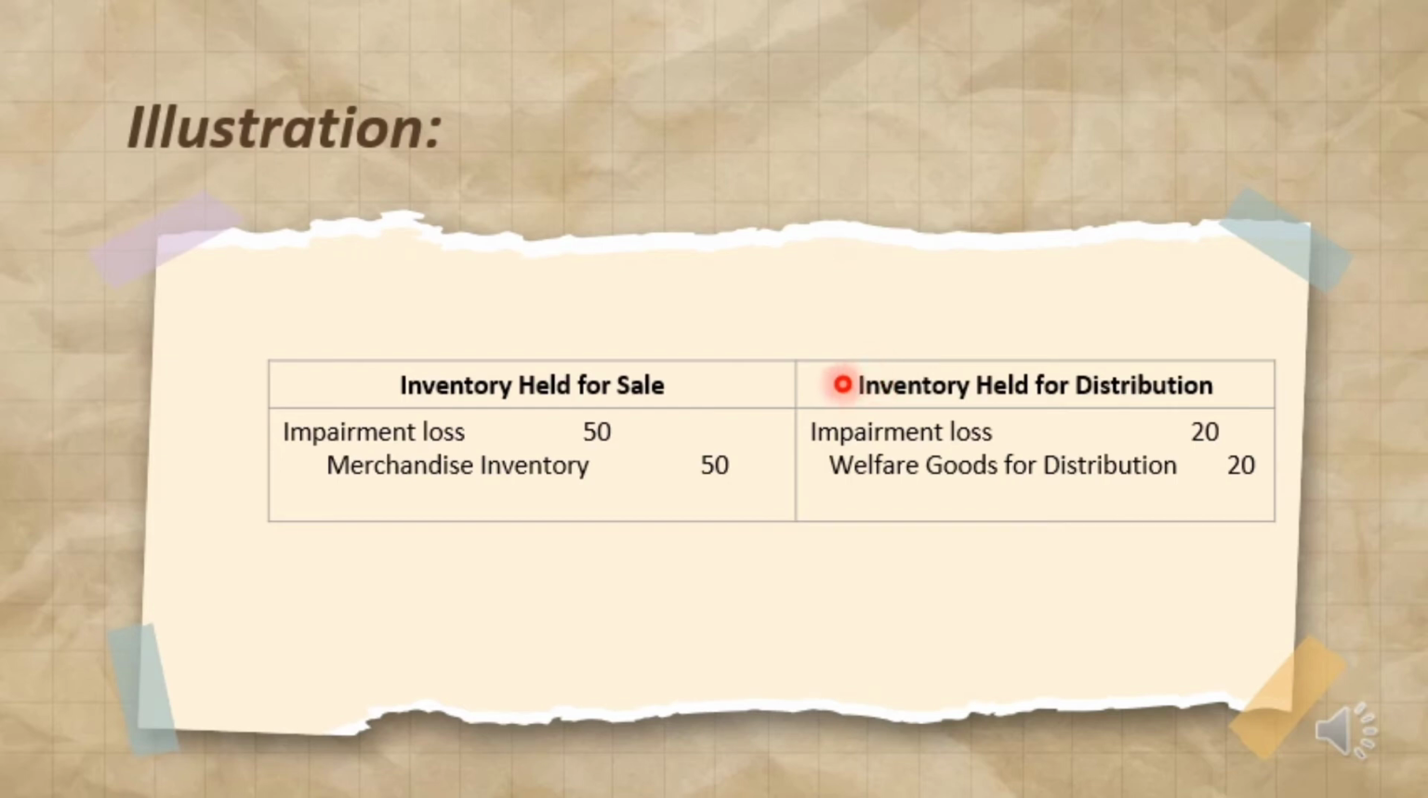So, kung matatandaan natin sa discussion ng ating previous reporter, yung inventory or goods held for sale is subsequently measured at lower of cost and net realizable value. So, kaya ang ating entry for that is ito siya. And then for goods or inventory held for distribution naman, these are subsequently measured at lower of cost and current replacement cost. So, kaya siya naging 20. I hope you understand. That is all, and thank you.